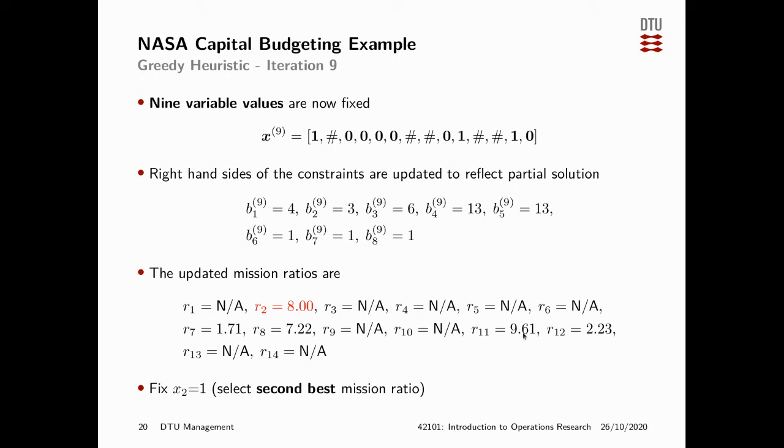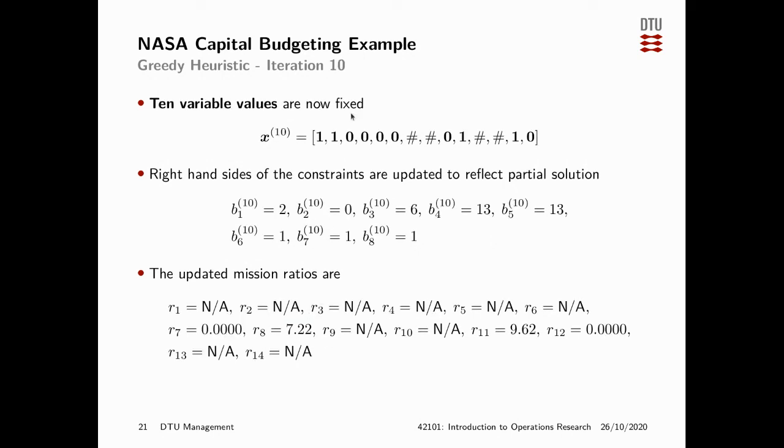The highest ratio belongs to mission 11, but I cannot select mission 11 because in my partial solution, I do not have mission 2. So I select the mission that has the next highest ratio, and in this case, it is mission 2. So I will select that and fix it to 1. I'll update the solution to include mission 2. I'll update the right-hand sides to reflect that mission 2 is now also selected. I will recompute the ratios.